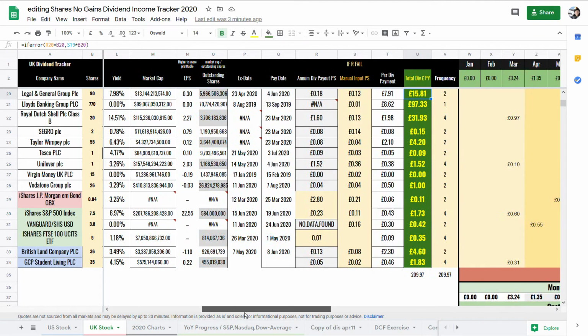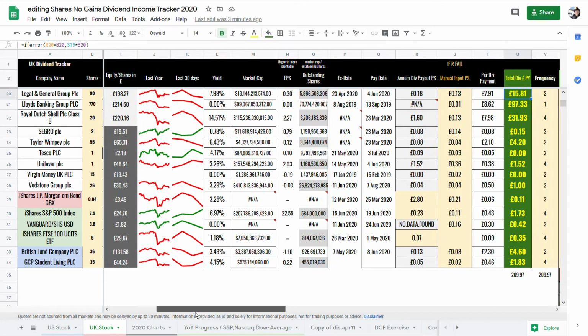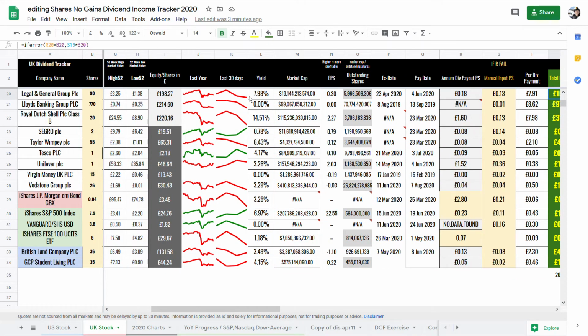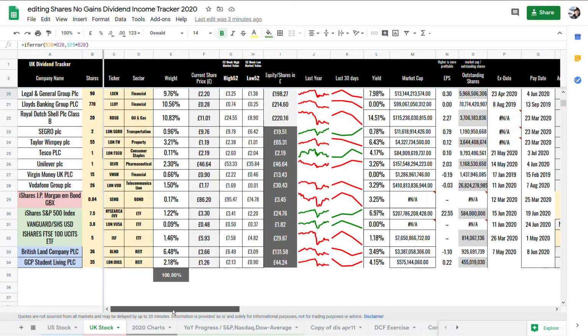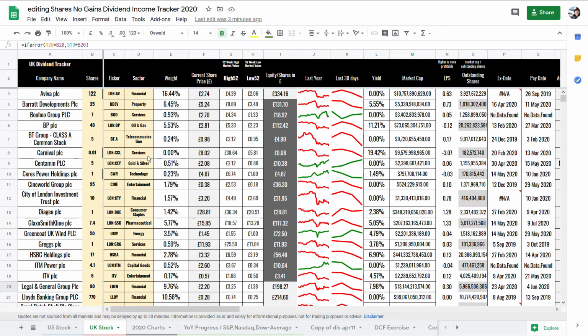And yeah, it's the same thing. I know how much the company's worth, the market cap. I know how they're doing. So this really helps me a lot to track everything. And I've also got the sector, you can see in column D. This is manual too. So it helps me know how much exposure I have to each industry.